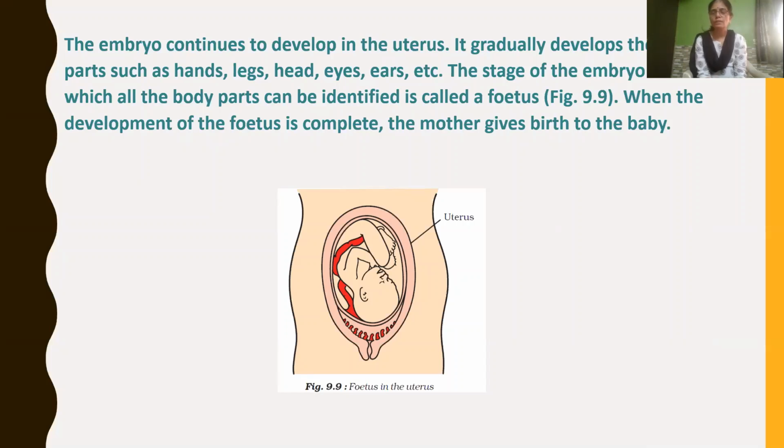So children, what is the difference between embryo and fetus? The embryo fully develops into a fetus. Fetus means that all the organs like head, ears, eyes, etc. have fully developed. Then when the development of the fetus is complete, the mother gives birth to the baby.